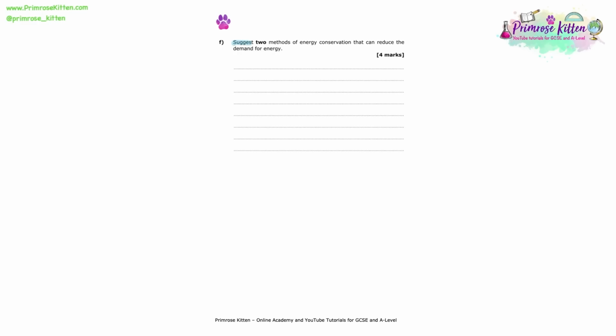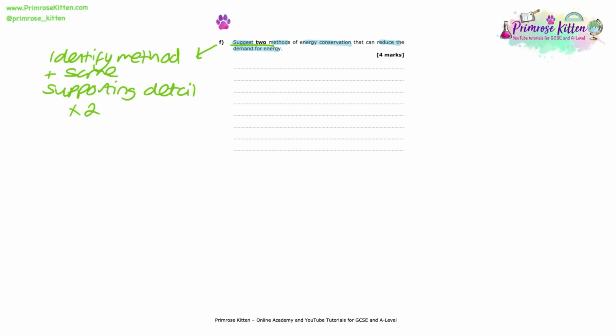Part F. Suggest 2 methods of energy conservation that can reduce the demand for energy for 4 marks. Your response here needs to identify the 2 different methods and then provide some supporting detail for each. It is important to note here that your response does not need to be connected to the Lapland case study.